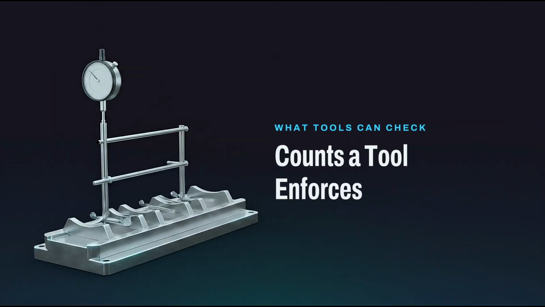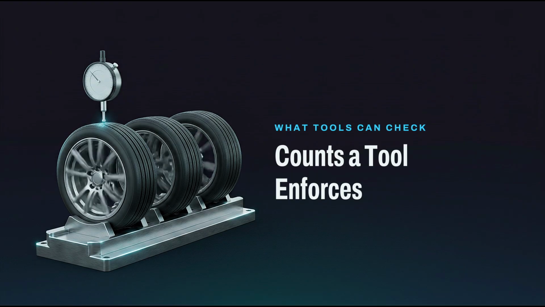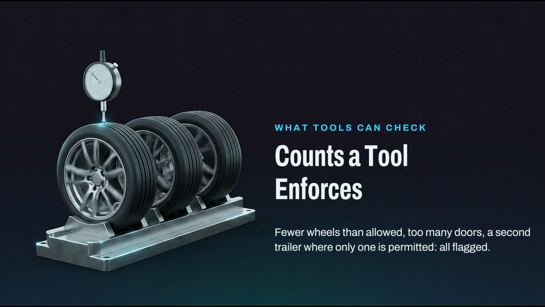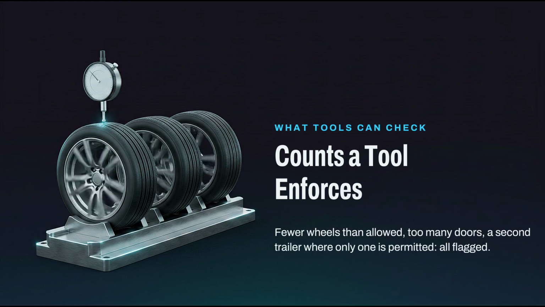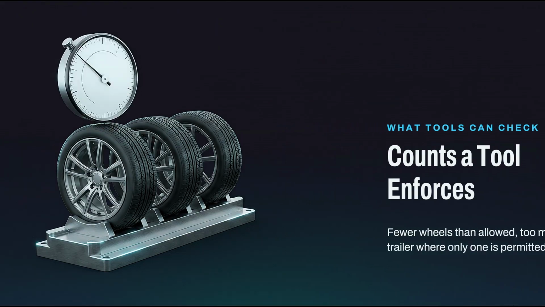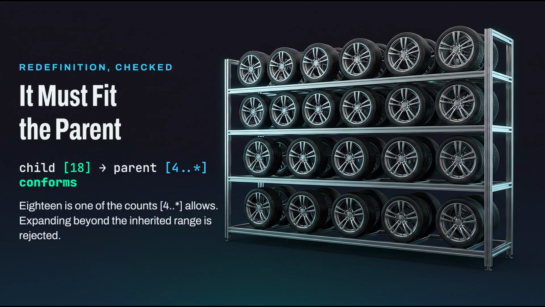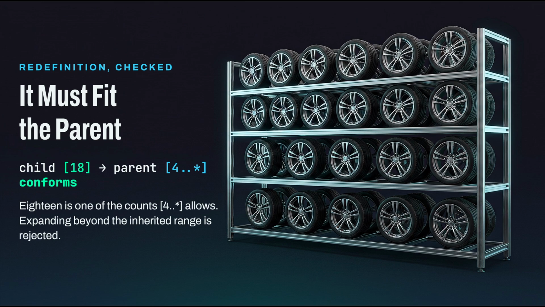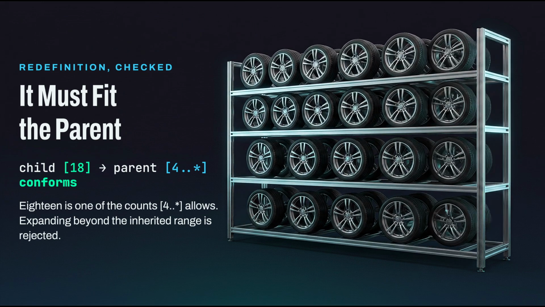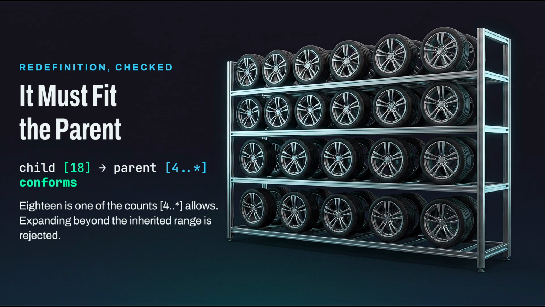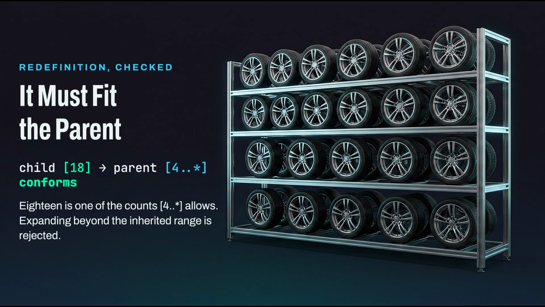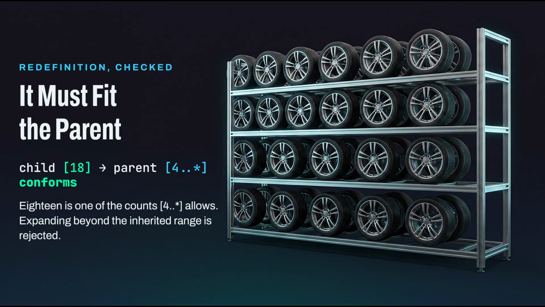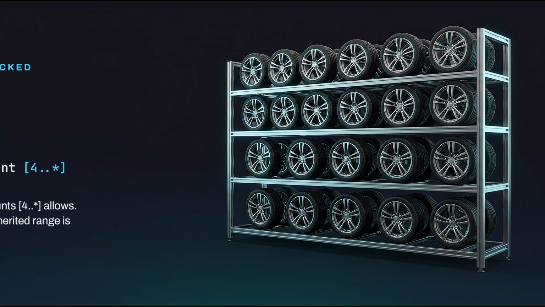Multiplicity is a concrete model constraint, so tools can check it. They can flag an instance or configuration that has fewer wheels than the lower bound, more doors than the upper bound, or multiple trailers where the model permits only 1. They can also check redefinition compatibility. In this example, 18 conforms to 4 to asterisk. A redefinition that expands the set of permitted counts beyond the inherited range would violate the parent's constraint.